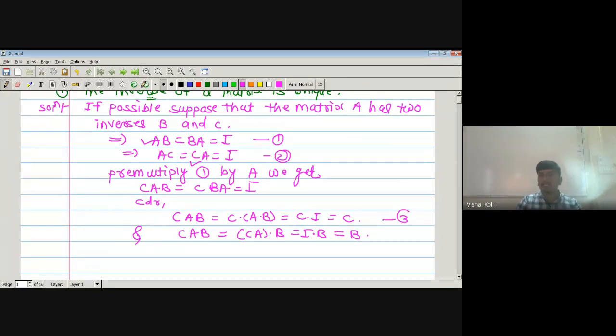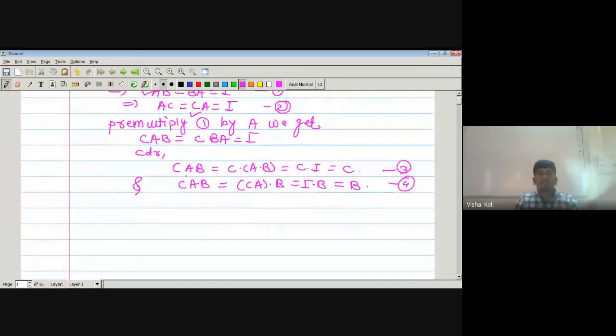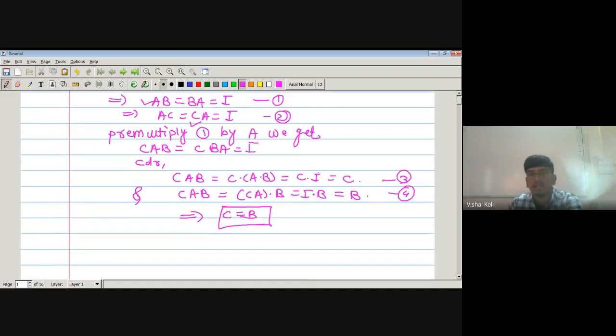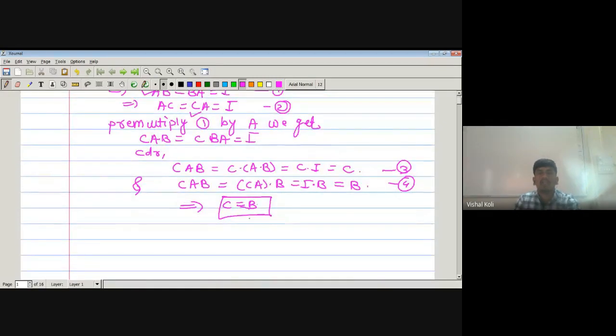Now, from equations 3 and 4, C into AB is equal to C, and C into AB is equal to B. As the LHS is the same, the RHS must be the same. Since here the LHS has the same value, CAB, and the RHS is nothing but C and B respectively, which implies C equals B. So here we have taken two inverses of a matrix A, that is B and C, but after solving some steps we get C equal to B. Therefore, we say that if the inverse of a matrix exists, then it must be unique.